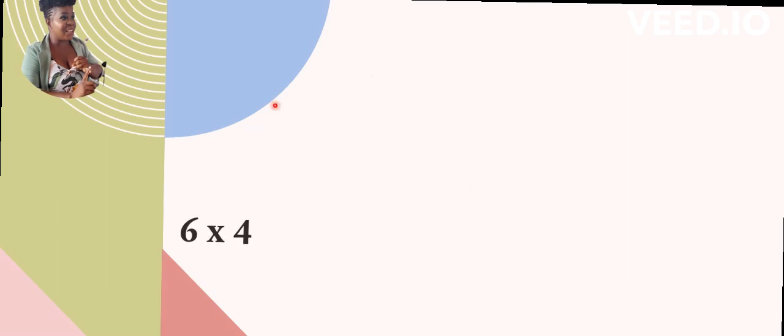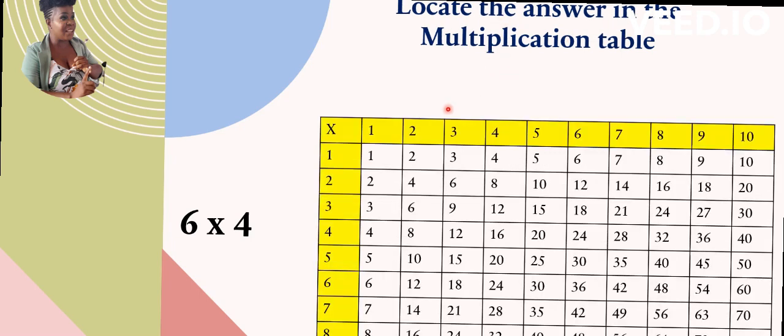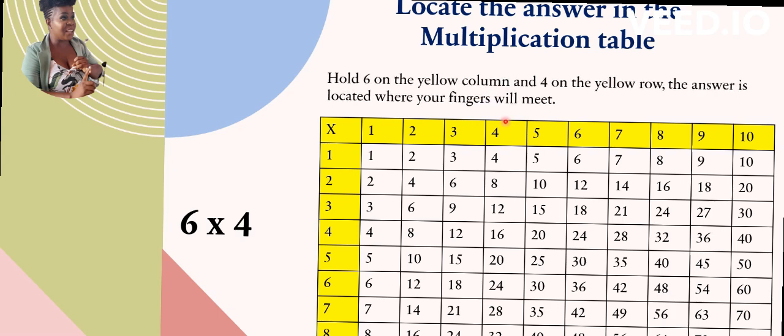Now let's see how we can multiply 6 by 4, by trying to locate the answer in the multiplication table. Let's focus on the yellow area and use your fingers to hold 6 on the first column and 4 on the first row. Move your fingers until they meet. 6 times 4 is equal to 24.